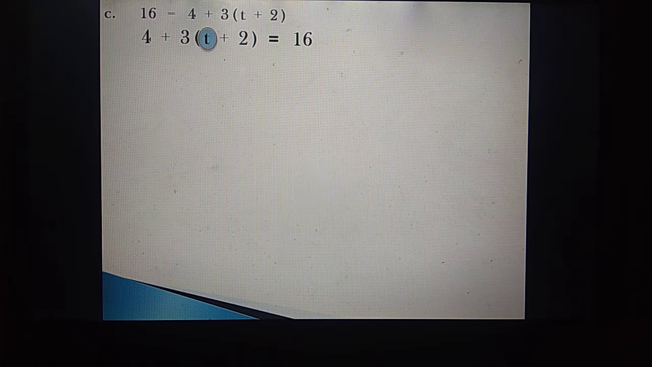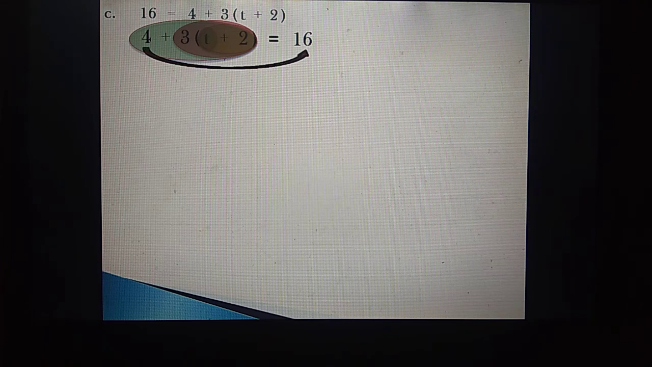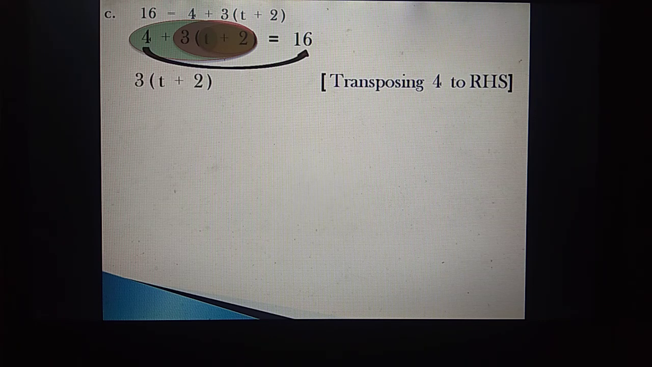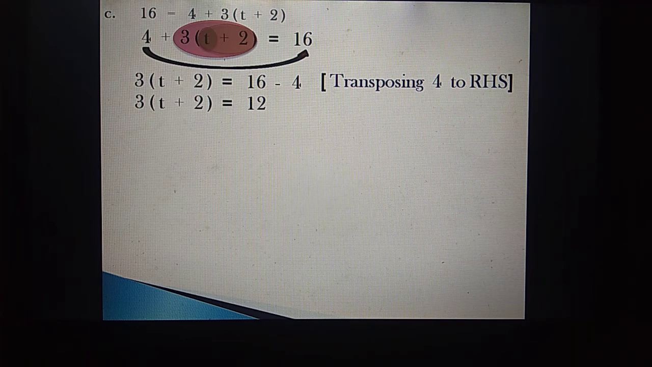Now highlight the part with t inside the bracket, then the part which is outside the bracket, then there is a constant. Now we can see in the outermost circle it's 4. So we will shift this 4. Now as we were adding it, now you will subtract it. So after solving right hand side, you will get 12.